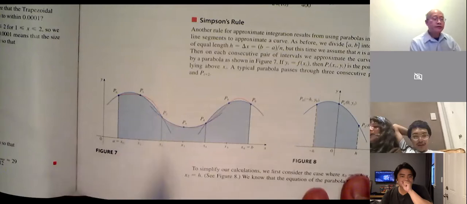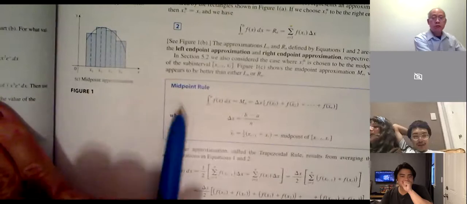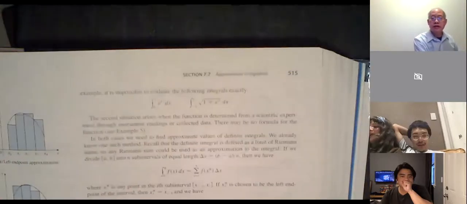So we have 3 rules: the midpoint rule, the trapezoidal rule, and Simpson's rule. If you want to look at it in the text, it's 515.